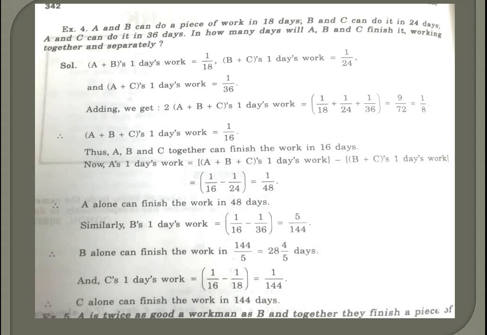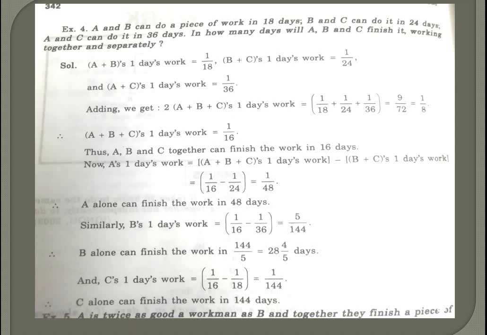So when we are adding A plus B, B plus C, and A plus C, we will be getting 2A plus 2B plus 2C, in which I am taking the 2 common outside and calculating it, and we will be getting the answer 1 by 16. So A, B and C together can finish the work in 16 days.